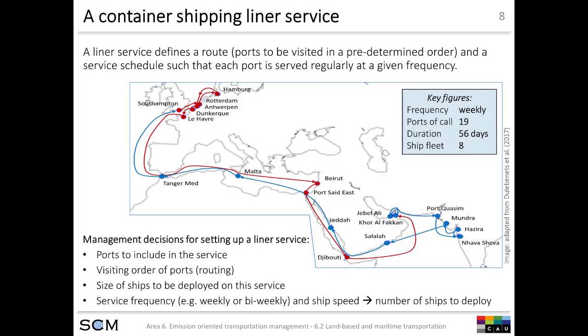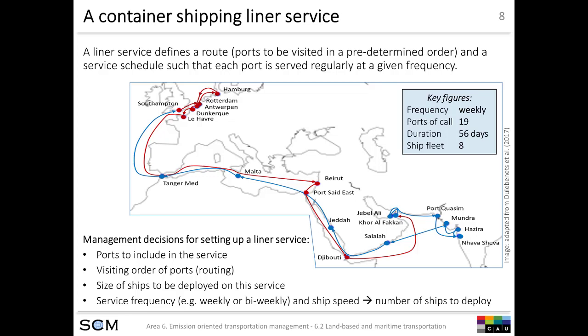In the following, we want to have a look at how to design container shipping liner services and what this means for the emissions that result from this transportation. A liner service basically defines a route of ports to be visited in a predetermined order and a service schedule such that regular service at each visited port takes place with a given frequency. In this picture, we see an example of such a liner service. The frequency is weekly, meaning that each of these ports should be visited once per week.